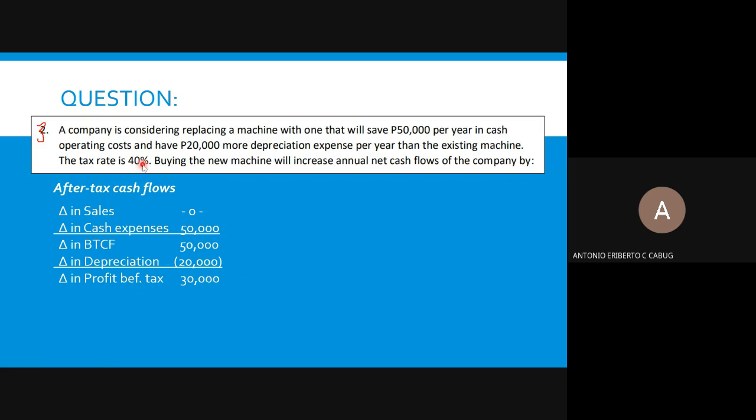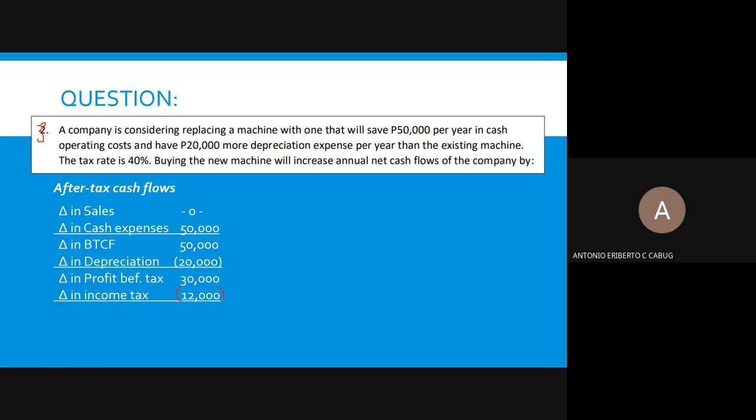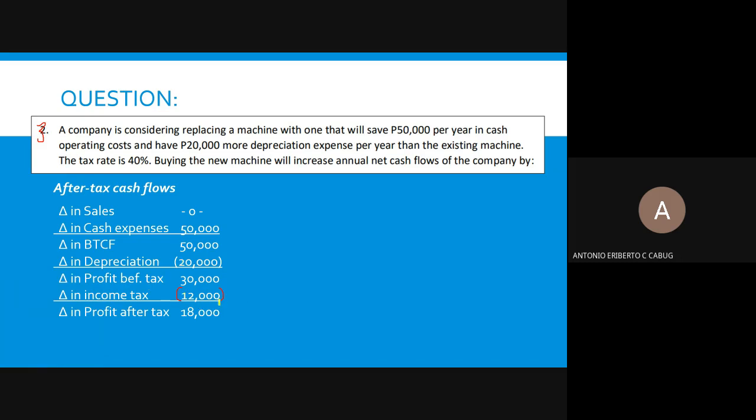Tax it at 40%. Tax at 40%, you will have 12,000. Change in income tax is 12,000. 30K minus 12K, you will have 18,000. As I've told you, in reconciling profit to after-tax cash flow, just add the expenses that did not entail a cash outflow, aka the depreciation and amortization expenses. Okay? So depreciation and amortization should be added, 20,000. Add back 20K, you have 18,000. Your after-tax cash flows per year will go up by 38,000.